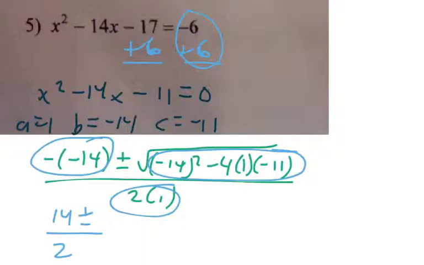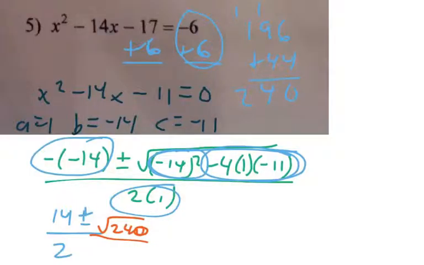Okay. Now, guys, negative 14 squared is 196. Right here, I have negative 4 times 1 times a negative 11, which is plus 44. So let's add that together. I got 10, 13, 14, carry the 1, 240. So I have 14 plus or minus the square root of 240 over 2. Now notice this answer looks a lot different than the complete the square answer, right? But we're going to make it work.